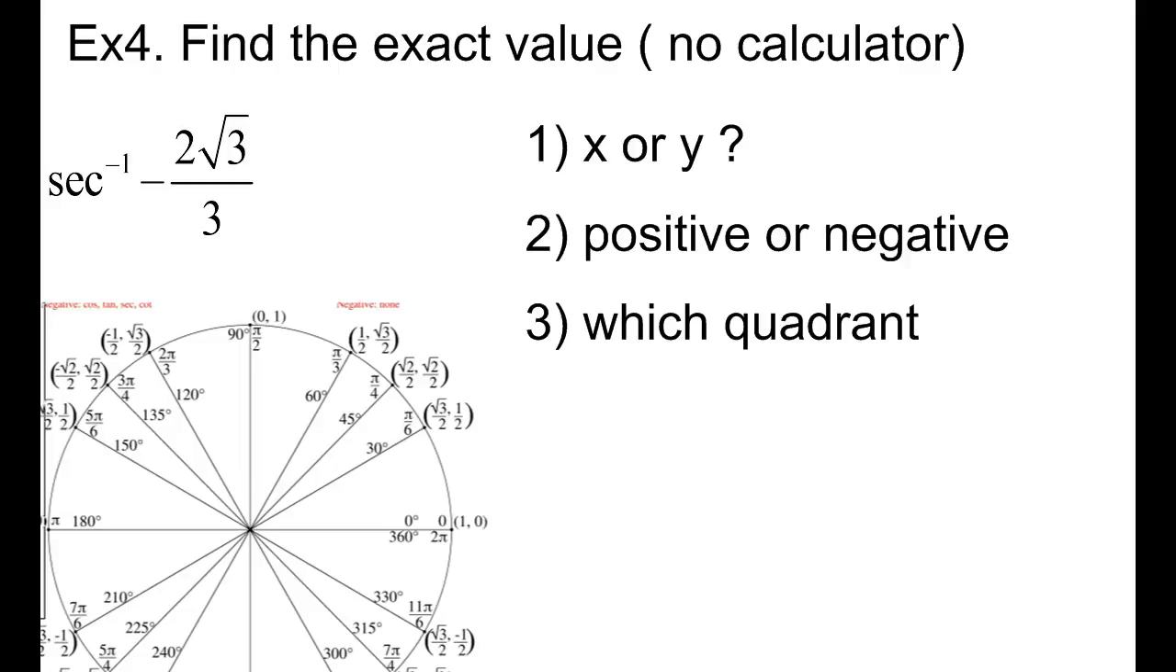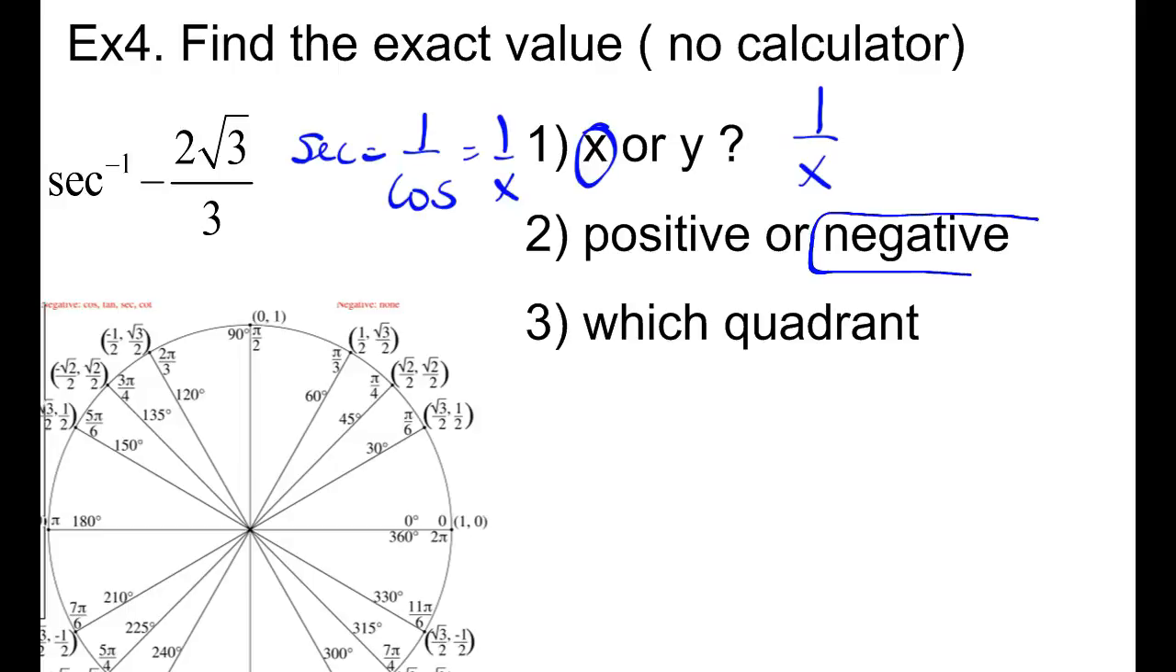Let's find the angle whose inverse secant is negative 2 square roots of 3 over 3. Well, does secant go with x or y? Secant is 1 over the cosine, and cosine is my x value. So I'm looking for 1 over x, which means I'm going to have to take a fraction and flip it. I'm looking at a negative number because I've got a negative symbol right there.